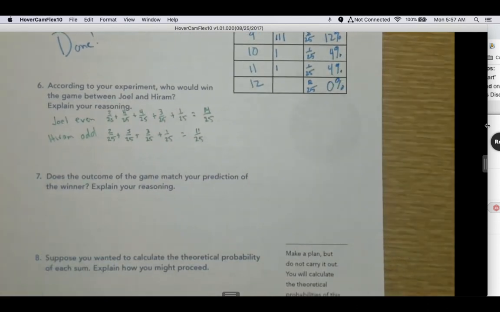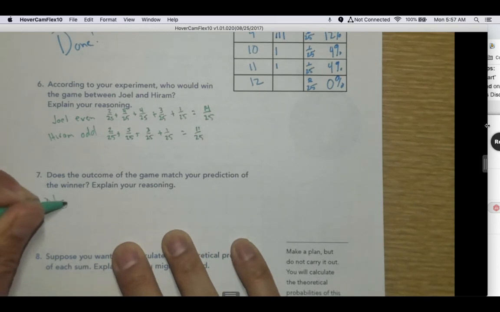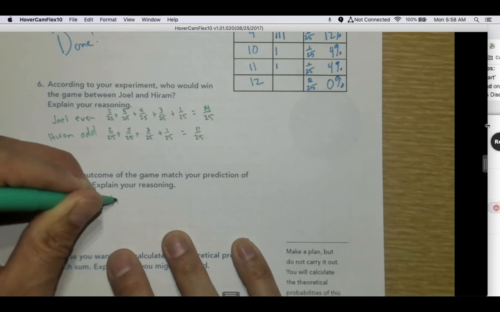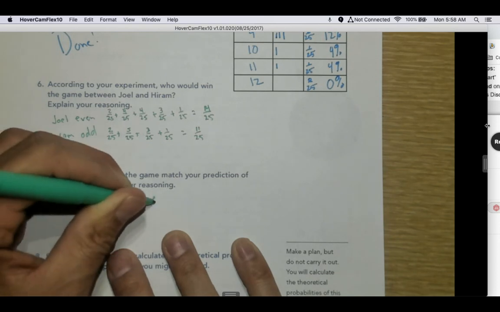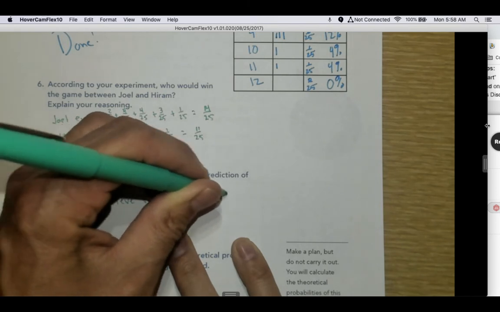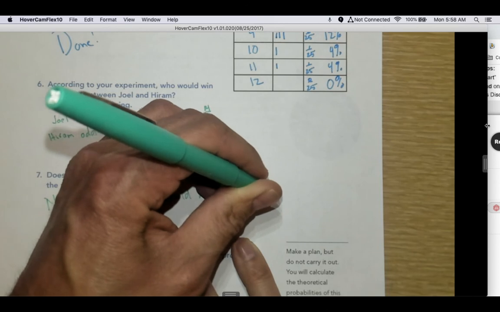Does the outcome of the game match your prediction of the winner? Explain your reasoning. No. I believe we would have to do more trials.